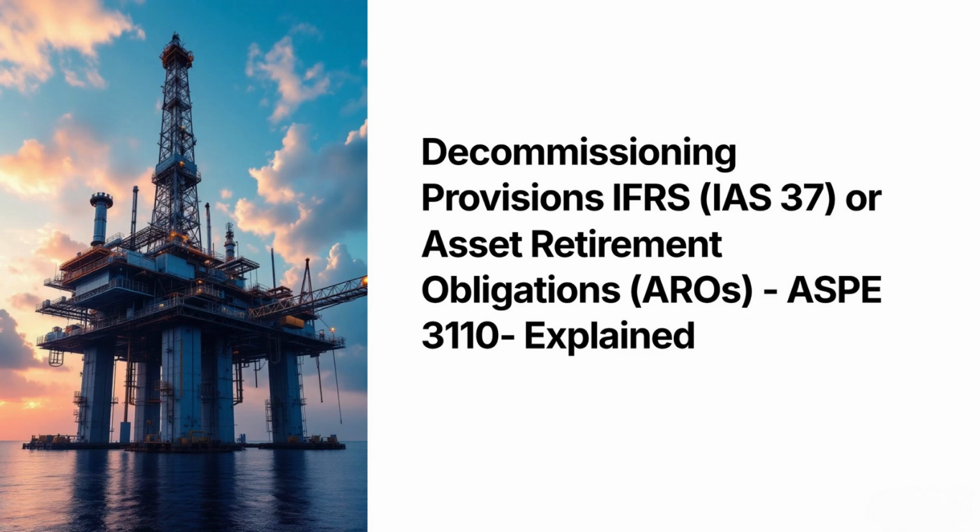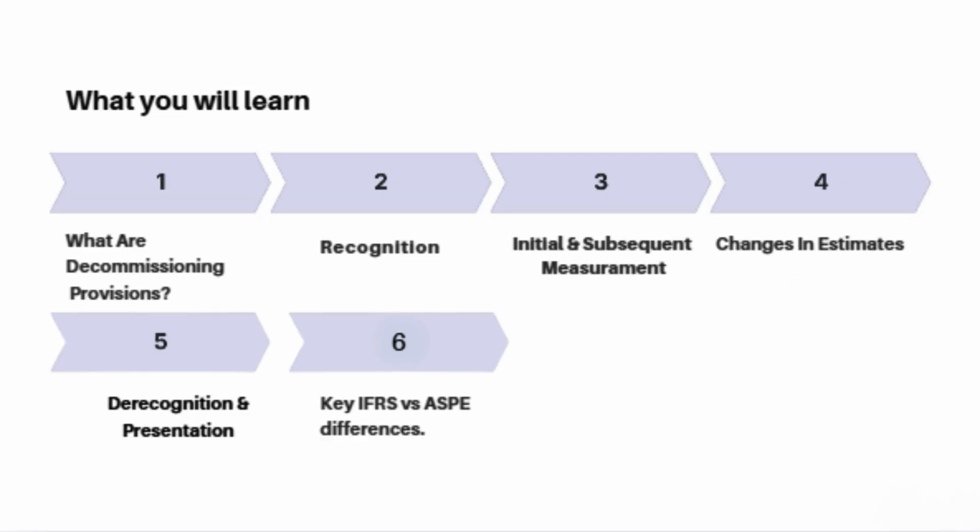Ever wondered how companies account for the huge costs of dismantling mines, oil rigs, or factories once they've reached the end of their life? Today, we're diving into decommissioning provisions and costs, also known under ASPE as Asset Retirement Obligations. By the end of this video, you'll understand when to recognize these provisions, how to measure and update them, how to record changes over time, and the key IFRS versus ASPE differences you need to know for both your exams and real-world accounting. All right, let's get started.